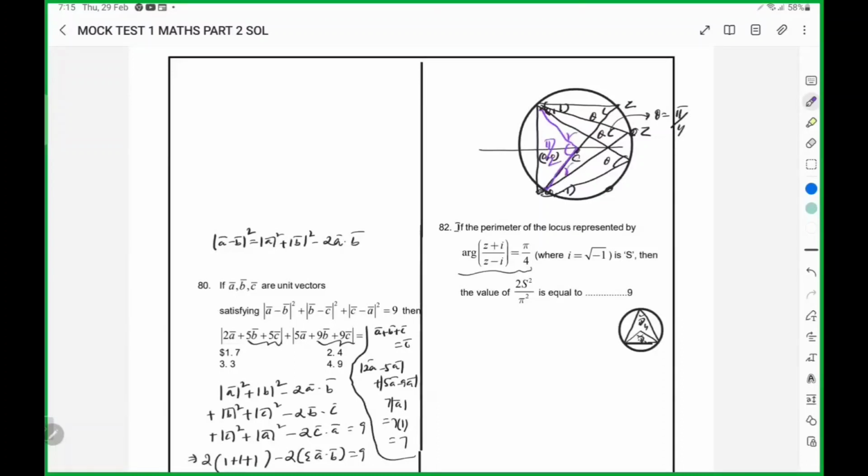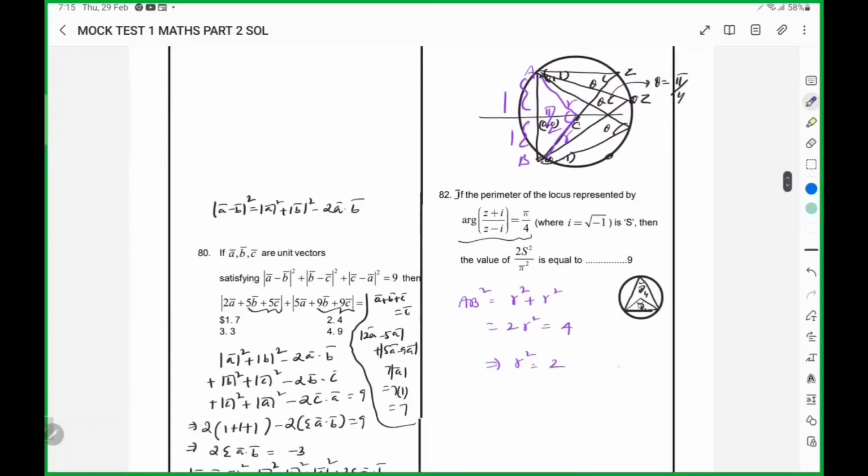This is the radius, this is the radius. AB square becomes, it's a right angle triangle, 2r square. So AB here, this length is 1 unit, 2 square, which is 4. R square is 2.